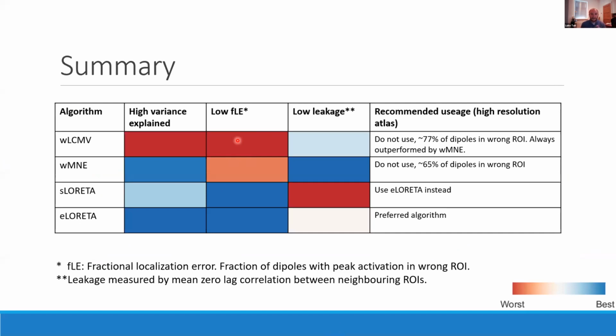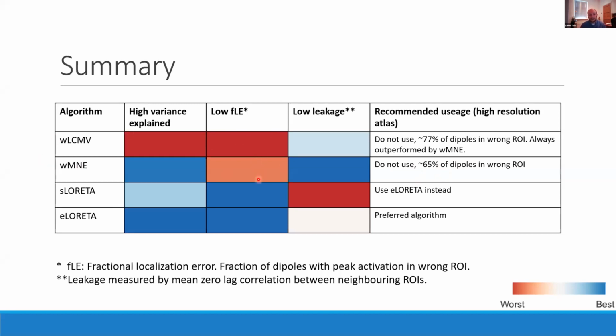It doesn't matter if the peak of the activity is inside the ROI but a few millimeters away, but it does matter if we're putting it in the wrong ROI. Both weighted LCMV and weighted MNE had over 50%, in fact, over 65% really, of dipoles misplaced into the wrong ROI. I should say, this is a very high resolution atlas. If we use, say, the AAL atlas, which only has 78 regions, this might be less of a problem. But for this high resolution atlas, it really means that this is quite a problem using these metrics.